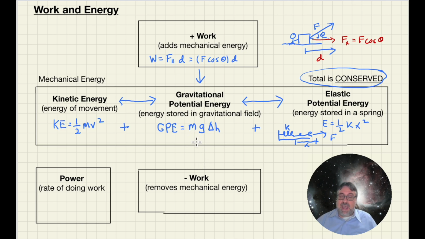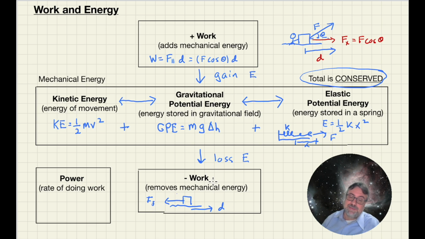Now, what takes away energy? What takes away energy is negative work. So positive work means I gain energy. Negative work produces a loss in energy. Negative work is mostly done by friction. So if I have an object and it's moving to the right with some distance d, the force of friction is an example of a force that always acts in the opposite direction. If an object experiences a force opposite the direction that it's moving, then that force is doing what we call negative work, and it actually removes the energy.